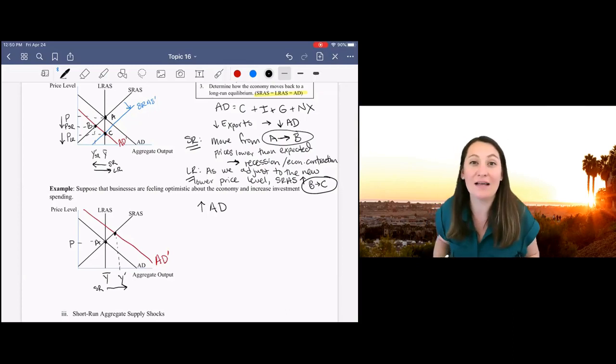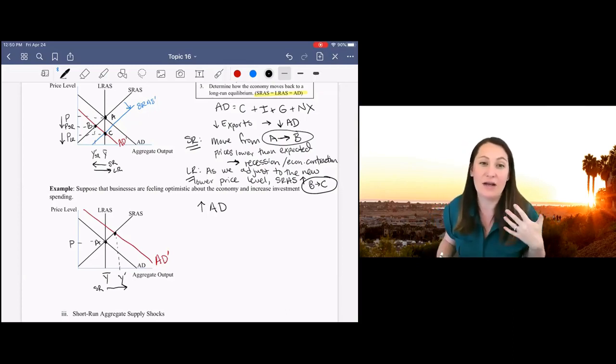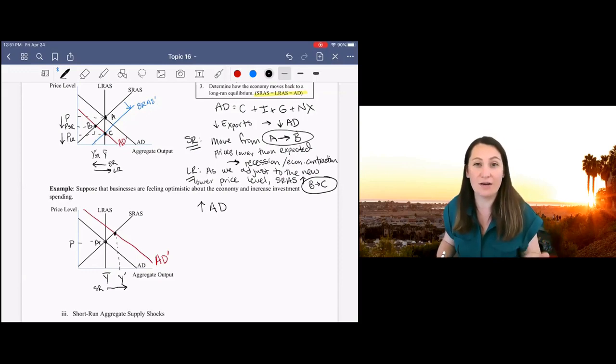Businesses, all of a sudden, they're excited. They're trying to grow and invest in expanding. That's not necessarily a bad thing if it's based on our fundamentals in our production function. But in this case, it's not. It's just simply based on a feeling that they have.